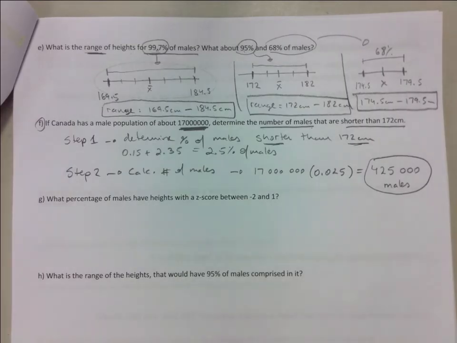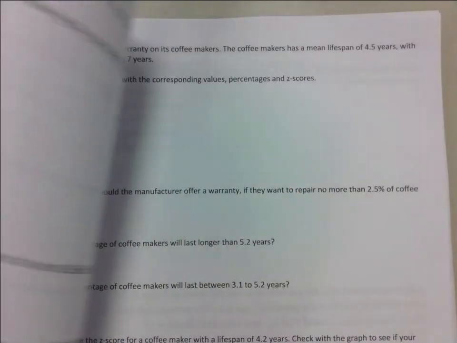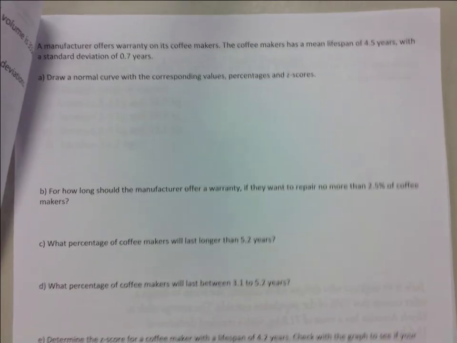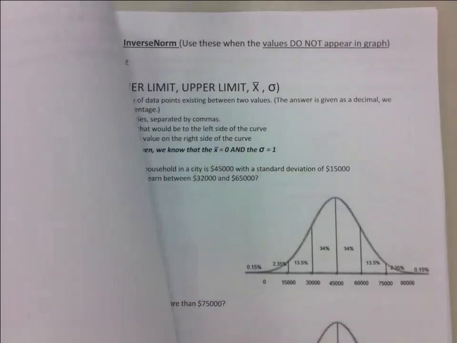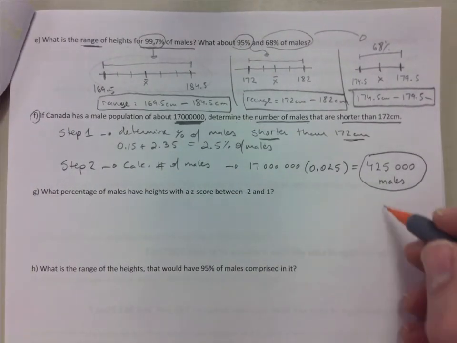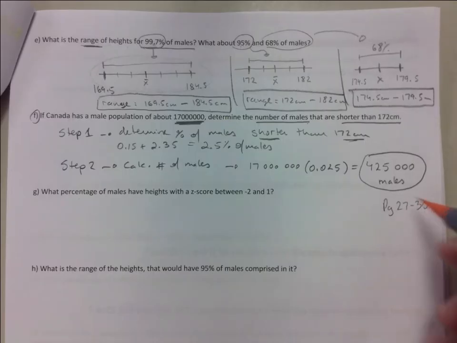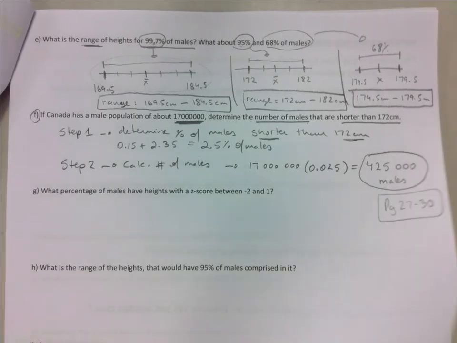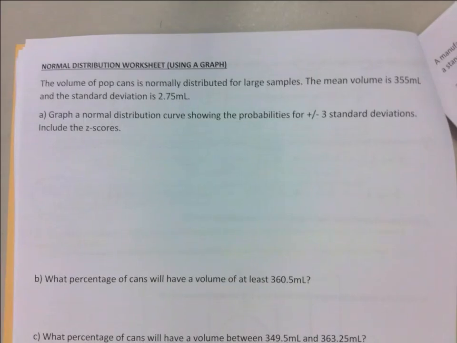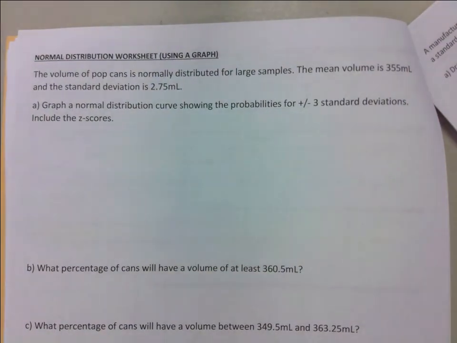Stop there now. We're going to do the rest on Tuesday. I'm going to explain to you what I want you to work on. Pages 27 to 30. Let's go to 27. I'll get you started. I'll do the graph for you for the very first time from scratch, and then you'll be on your own.